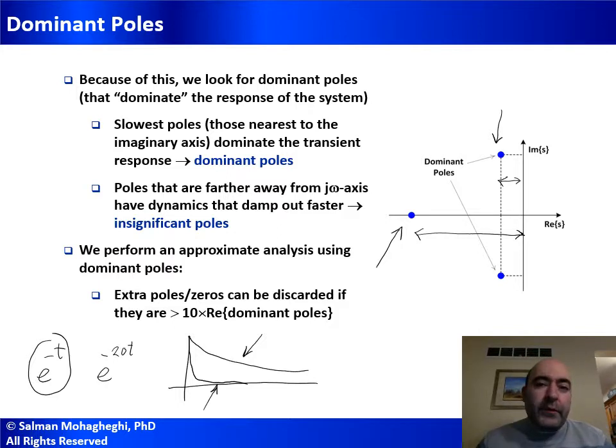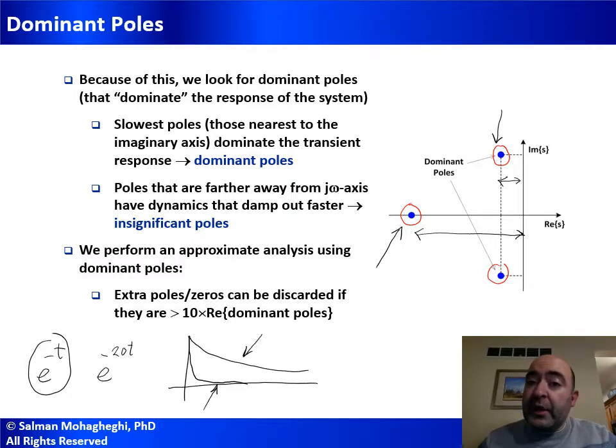Now, what is the rule of thumb? At least in this class, we consider a pole to be insignificant if its distance from the j omega axis is at least 10 times larger than the distance of the pole which is closest to the j omega axis, which is the dominant pole. So you always look at the poles that are close, look at the distance, and then you compare the distance of the one which is farther away from the j omega axis. More than 10 times, that should give you peace of mind that this pole, which is farther away, is insignificant, and I can ignore that.